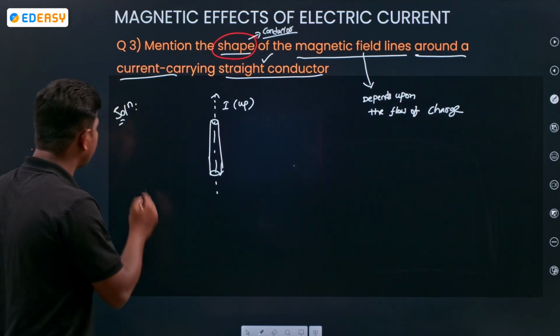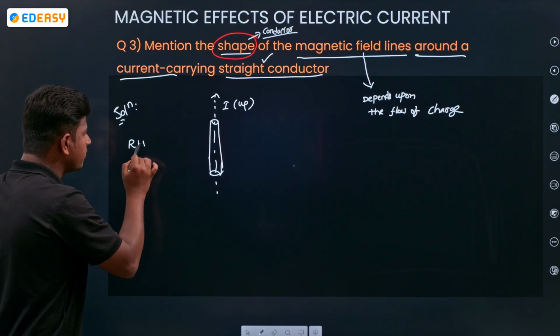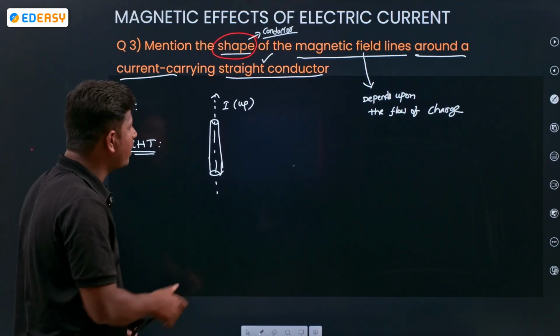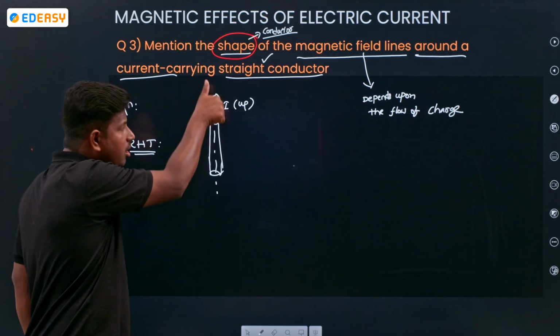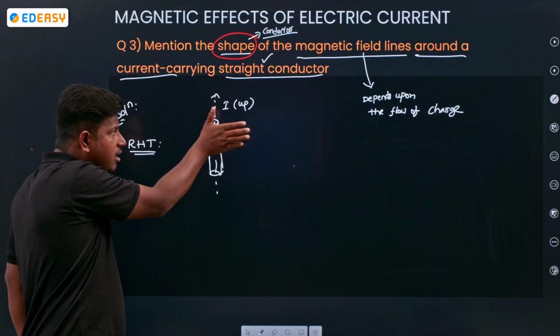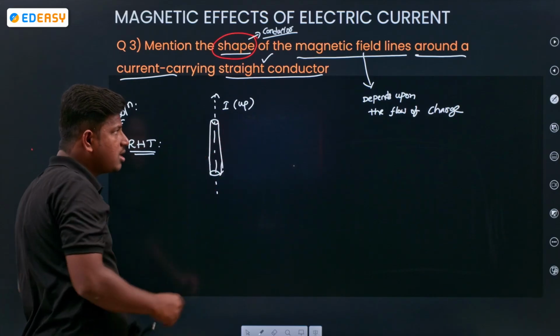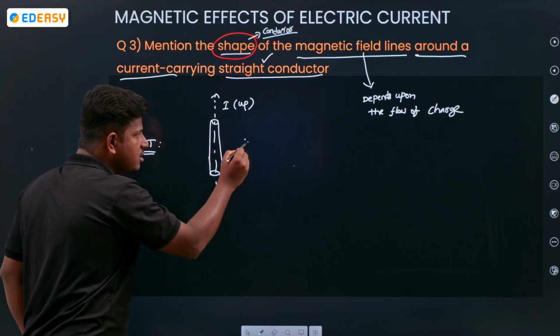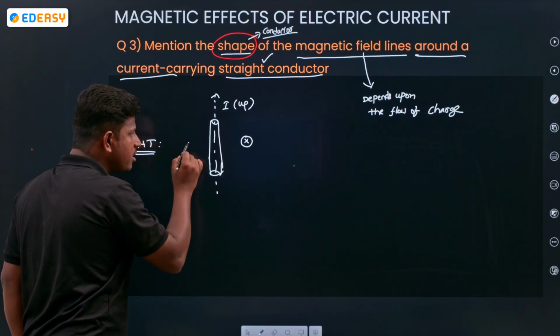Which rule do I have to follow? The right-hand thumb rule. The magnetic current is upward, so the thumb points in the current direction, and the curled fingers go this side. Here is the entering point and here is the exit point.